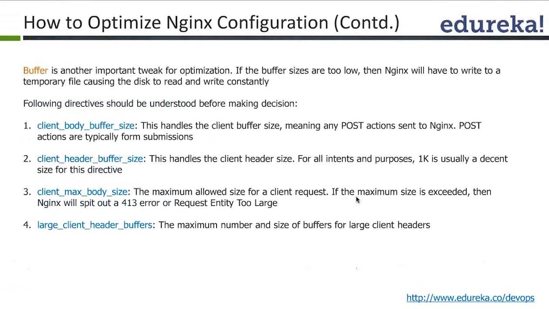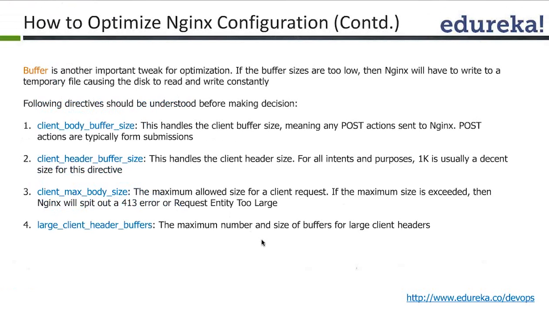Okay, so we are nearly reaching 11, so I will probably stop with Nginx. I have one more topic, and I think we will push it off to the next class. So buffer is nothing but caching, and it is another important feature. If buffer sizes are too low, then Nginx will have to write to your swap area, and that is definitely going to slow things down.